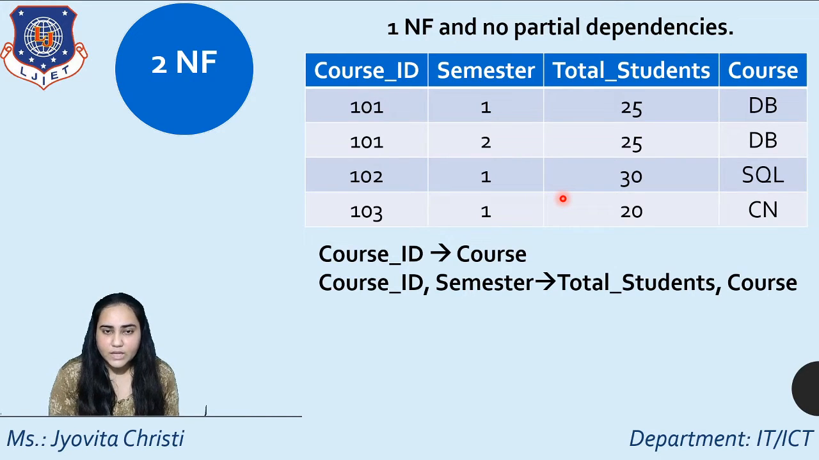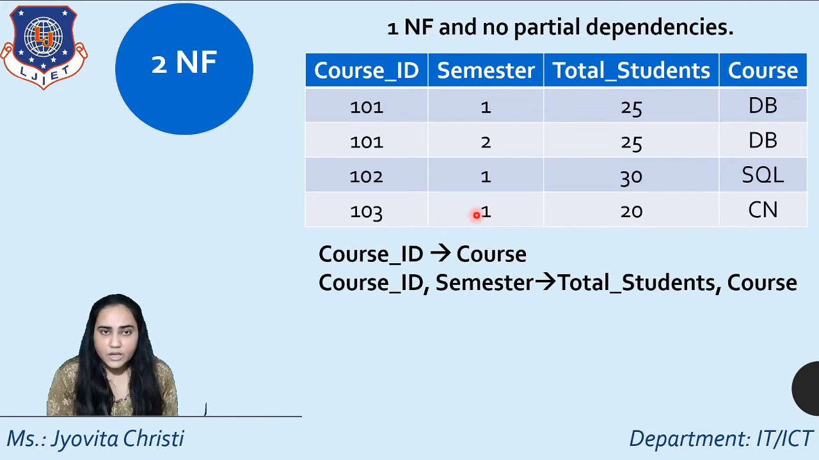So when I say that the course ID 101 determines the course DB, then that's a functional dependency because 101 always comes with the course DB, or you can say DB always comes with the ID 101. So this is an example of a functional dependency. You can see in the second row also there's 101 which comes with DB. And then there is 102. 102 comes with SQL and 103 comes with only CN.